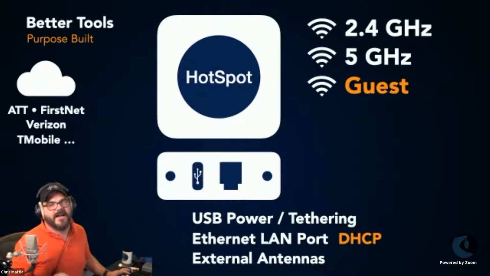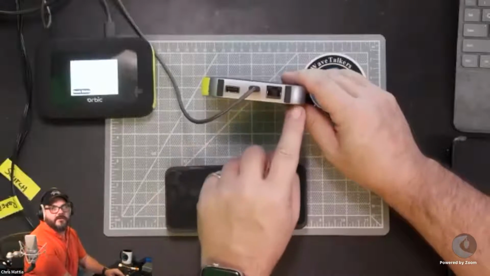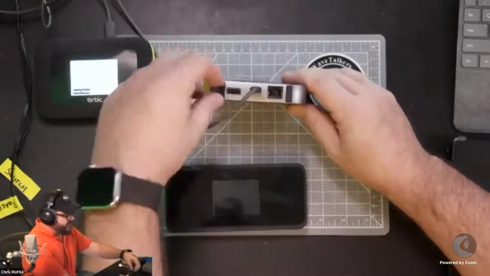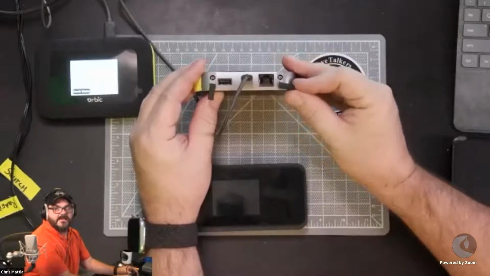hotspots is that some of the hotspots will have these extra little hidden ports, and they may not even look like ports at all. As a matter of fact, if I jump back over here and we look at the Nighthawk, you can see these two little black vertical bars, and those are little covers. And if I pop those open, you can see that there are antenna ports on there.